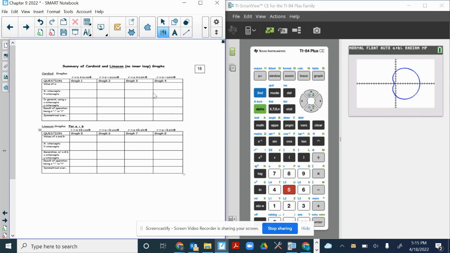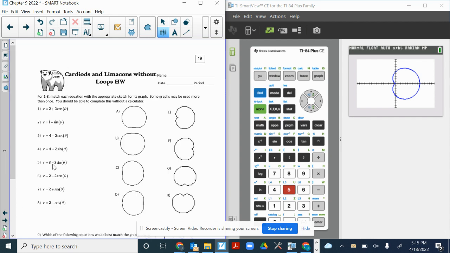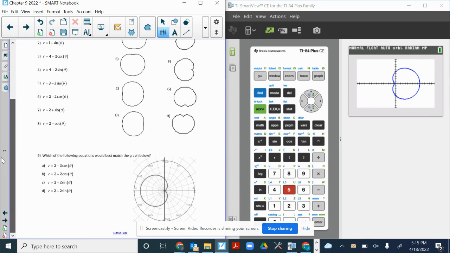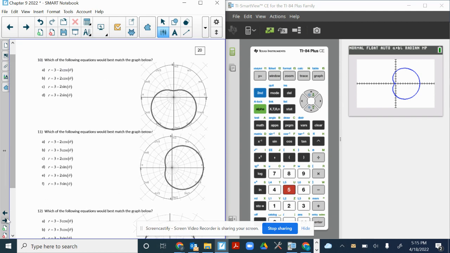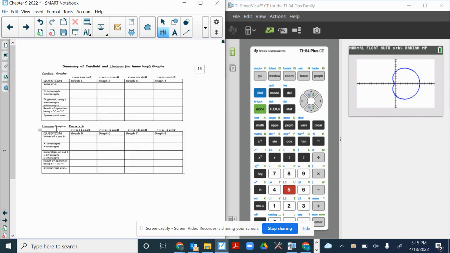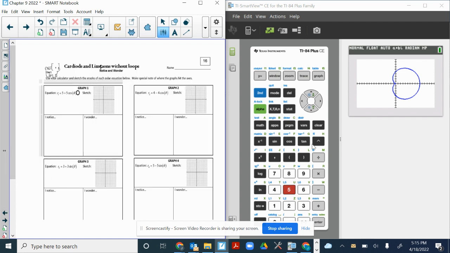And then I want you to try to fill this out as well. Do your best. Again, this is more of an exploration for you. And when you finish, you can go on to the homework, which is pages 19 and 20. Again, use your calculator by graphing these to help you out. The key will be posted, especially for this summary. You'll see it on Canvas. And if you don't have your calculator, I don't want to skip this part.